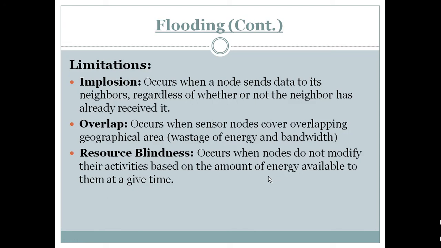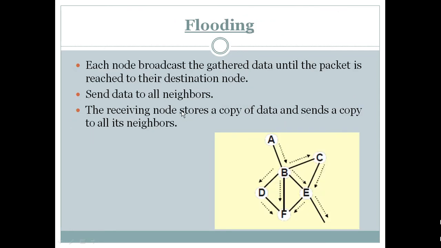Now, implosion. We know flooding works on broadcasting, so there is no restriction on sending the packets. In this way, multiple nodes send the same packets to the same destination. Implosion occurs when a node sends data to its neighbor, regardless of whether or not the neighbor has already received it. Let's go back to the diagram and understand this point.